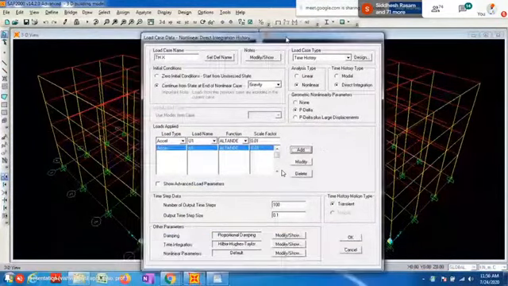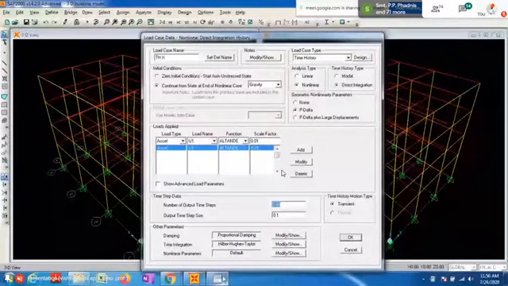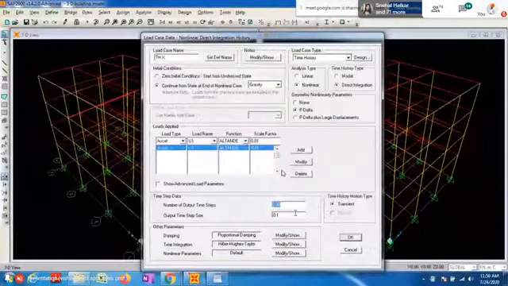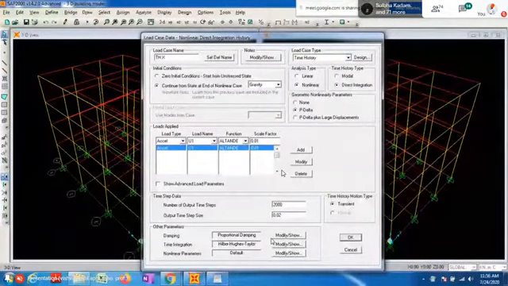Then the number of output time steps. How many are there? 2000 readings are there, and the output time step is 0.02. All the readings are at an interval of 0.02. Now here is proportional damping. We are performing a nonlinear time history analysis, and damping is going to change. That is what is called proportional damping.